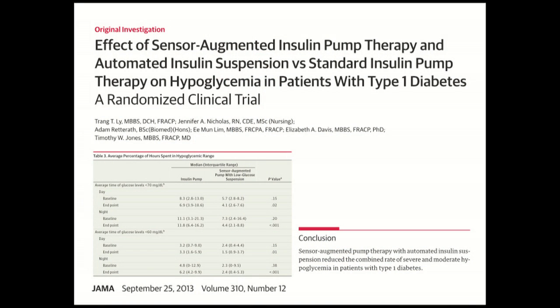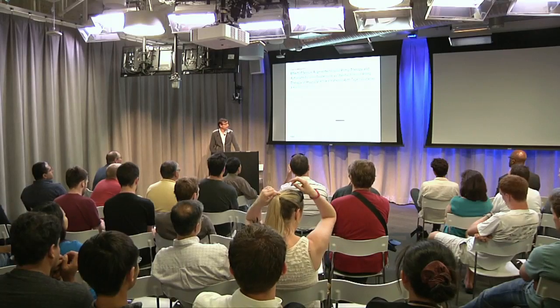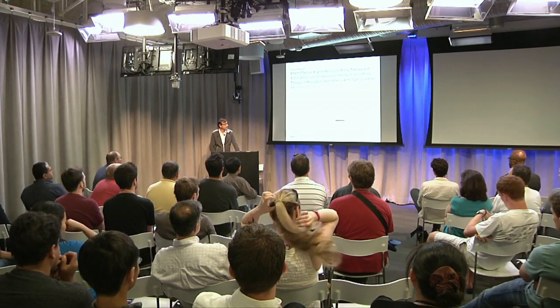And here, for example, is a trial that was just completed in September last year, looking at a special insulin pump that switches off when the blood sugar reaches a certain low threshold, a low glucose suspend. And when this is applied to patients, then the risk of the patients getting hypoglycemia is certainly a lot less than it would be otherwise. So there's been lots of progress.